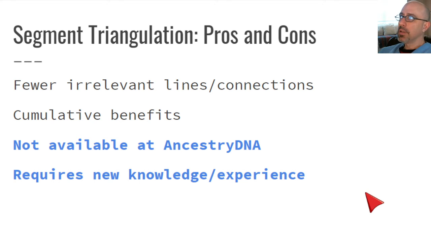Unfortunately, this information is not available at Ancestry DNA. If you want to do segment triangulation with matches at Ancestry DNA, you have to get each one of those matches to download their DNA file from Ancestry and take it somewhere else so you can make a comparison. Another challenge of segment triangulation is that it does require new knowledge. It does help to have some experience. So you can't just do it on day one as you can with match list analysis.